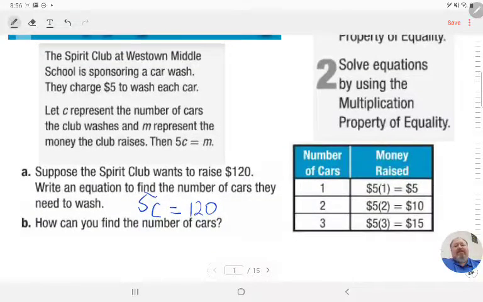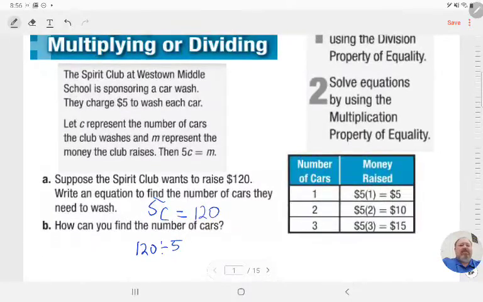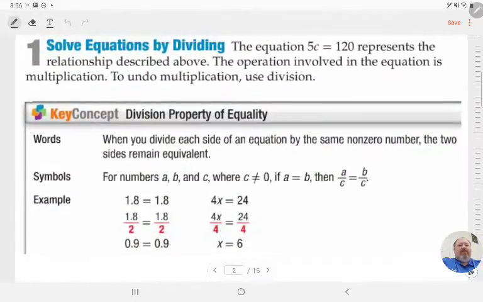And then it says, how can you find the number of cars? Well, that's just 120 divided by 5. Okay? And that's kind of what we're going to talk about today and how you would do those types of problems. All right. So solve equations by dividing.